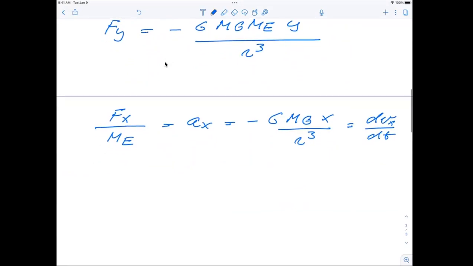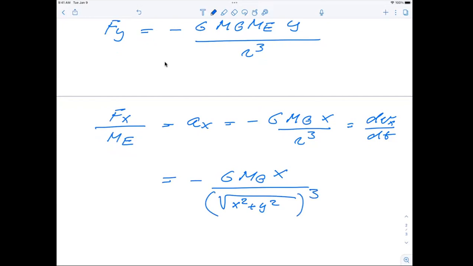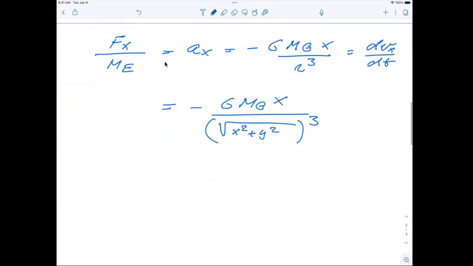And if we rewrite it in the full expression for r cubed, we would have times x divided by x squared plus y squared, cubed. So that's the expression which we are going to try to solve now.